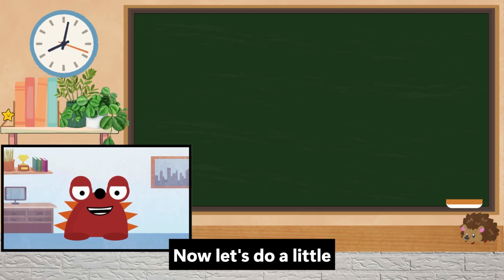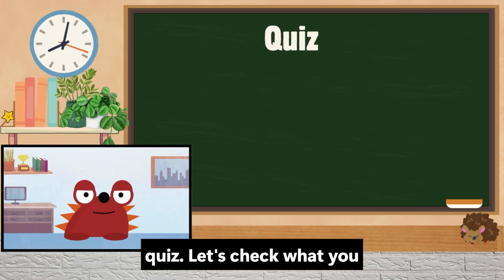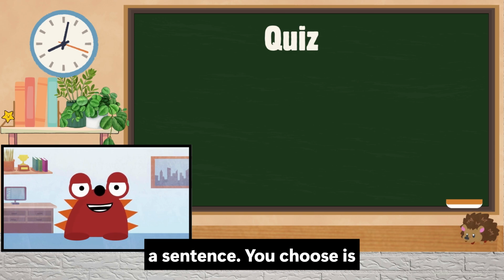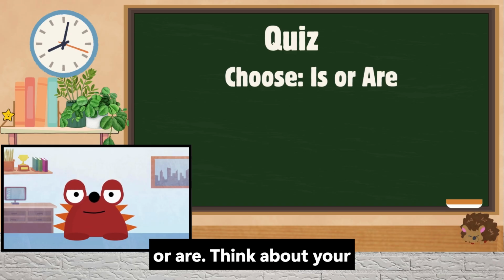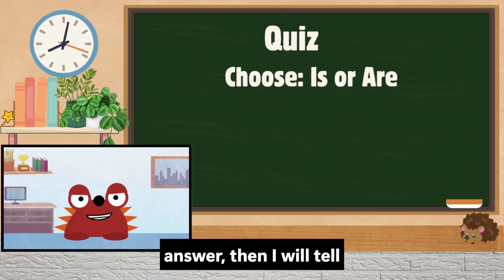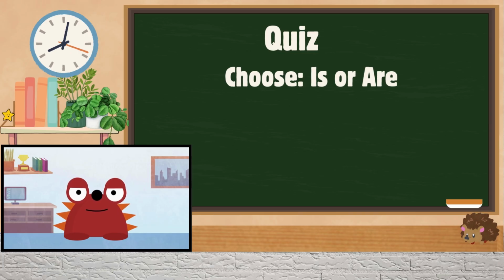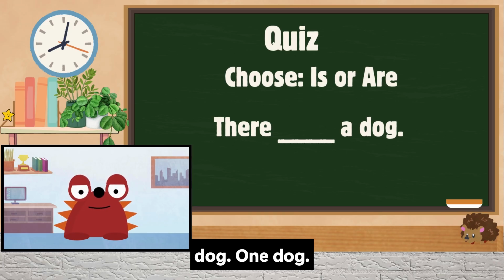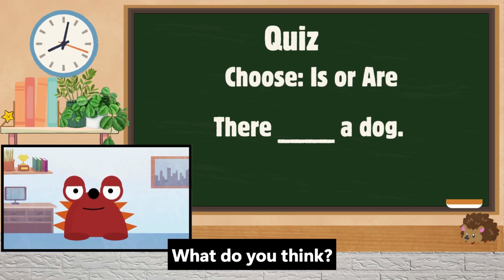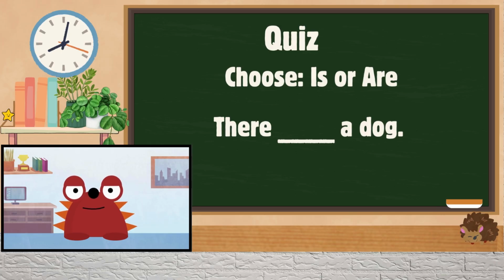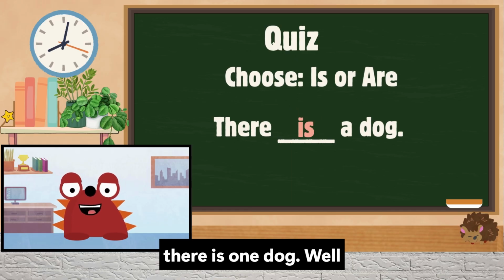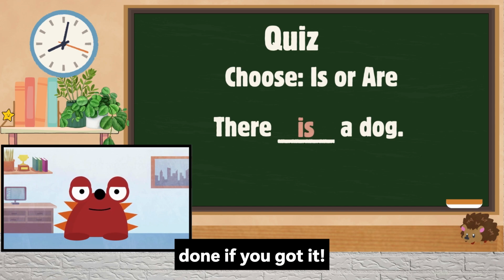Now, let's do a little quiz. Let's check what you know. I will show you a sentence. You choose is or are. Think about your answer, then I will tell you. There blank a dog. One dog. What do you think? There is a dog because there is one dog. Well done if you got it.